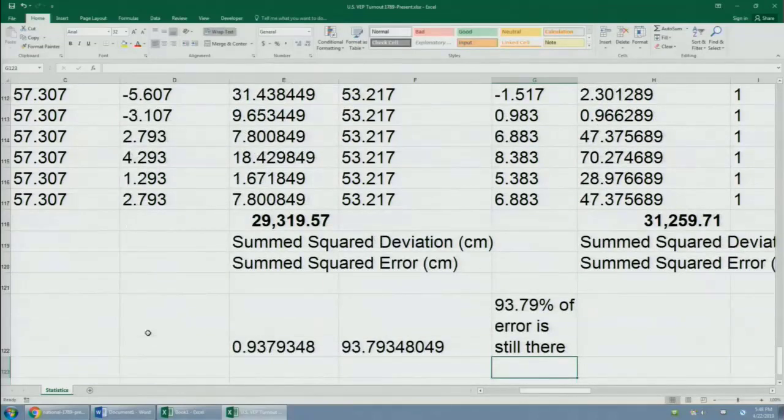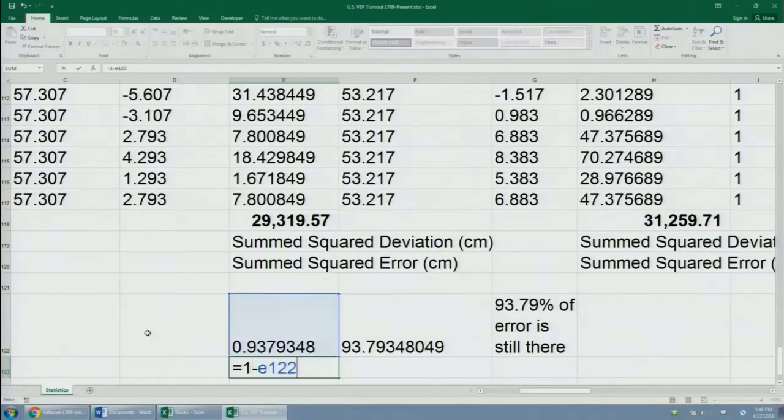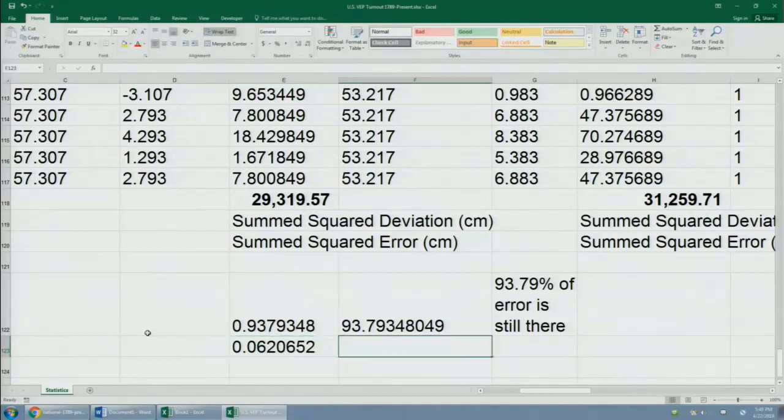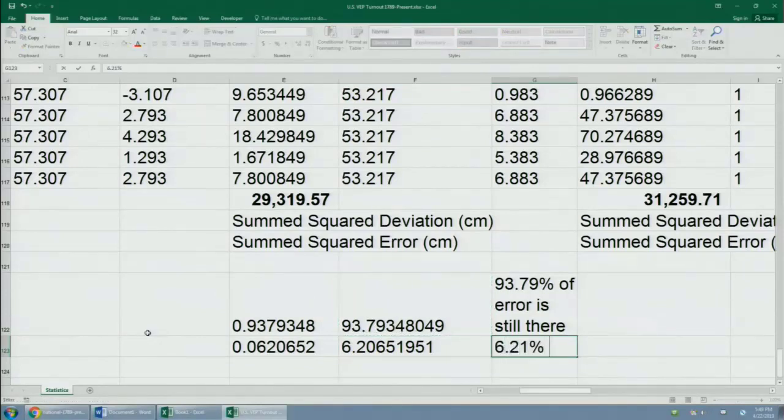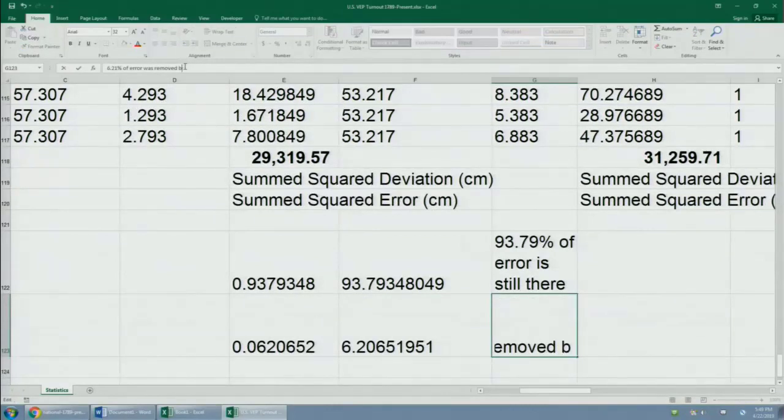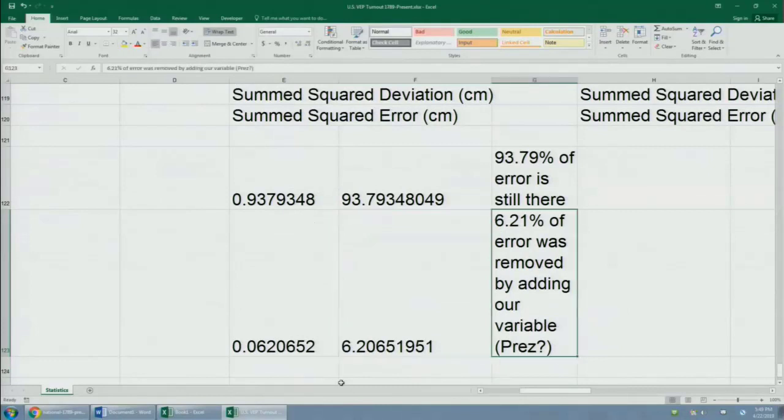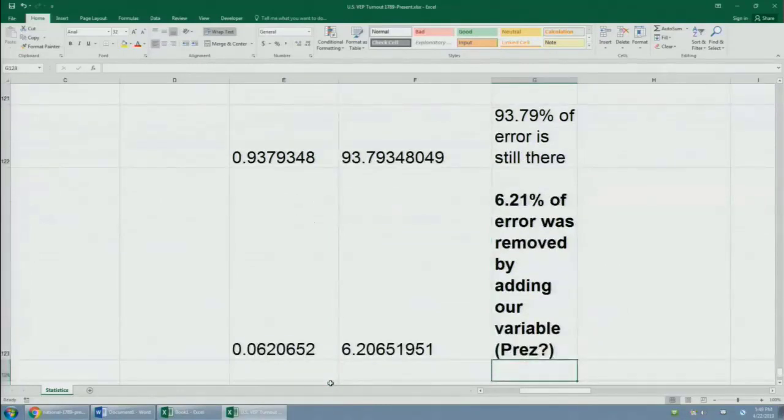That sounds kind of sad, but if we take 1 minus E122, that'll give us the amount of error that we took away. And then we could multiply that times 100, and that tells us 6.21% of error was removed by adding our variable. Which variable? Pres. And what that is, right there, 0.062, or multiplied by 100, 6.21%, essentially. That's the amount of error you removed.